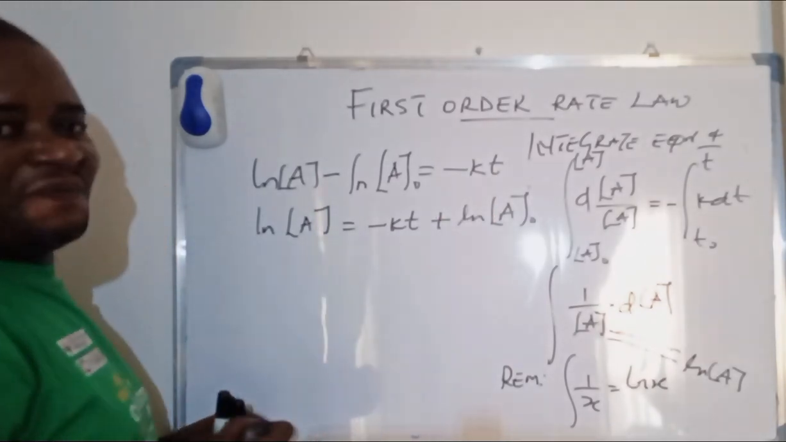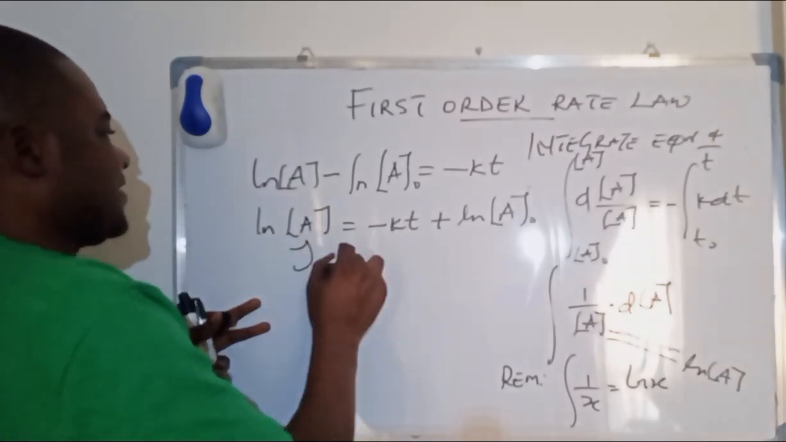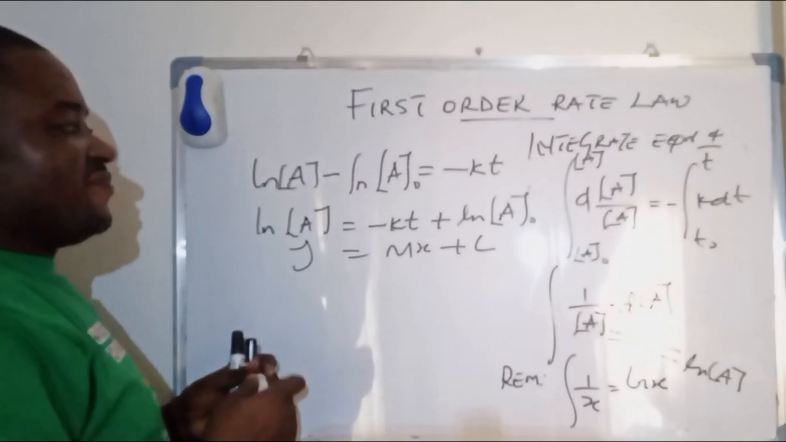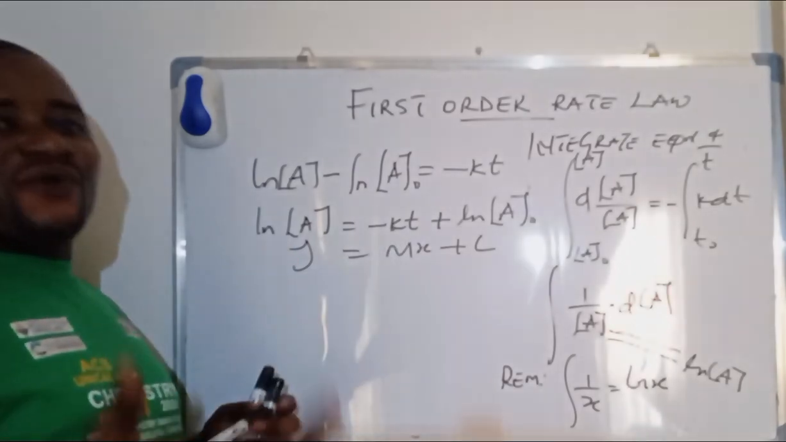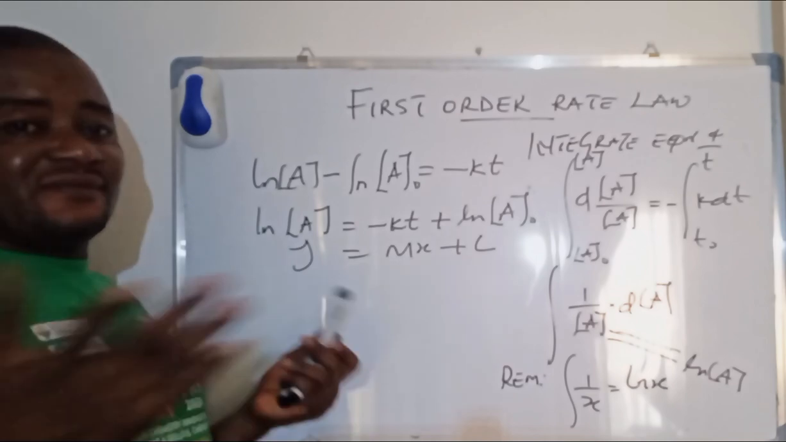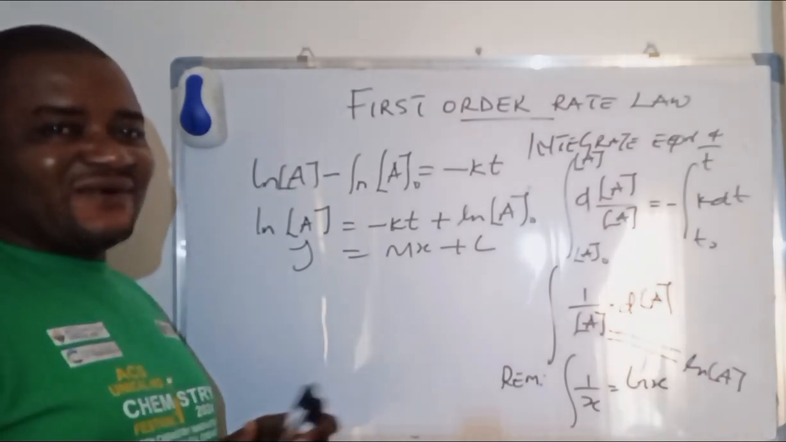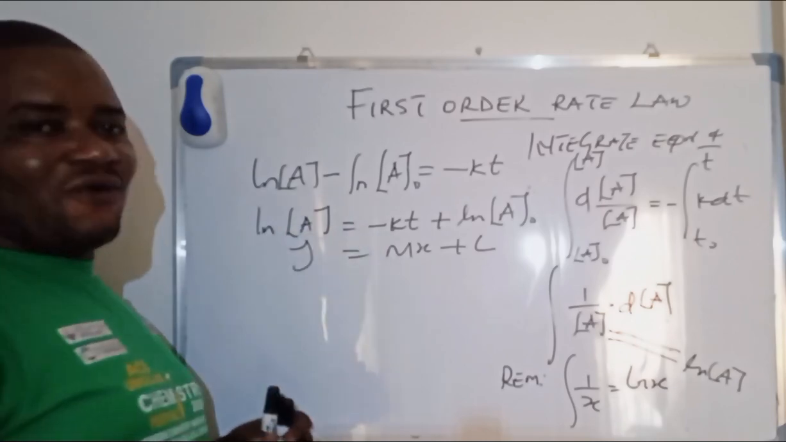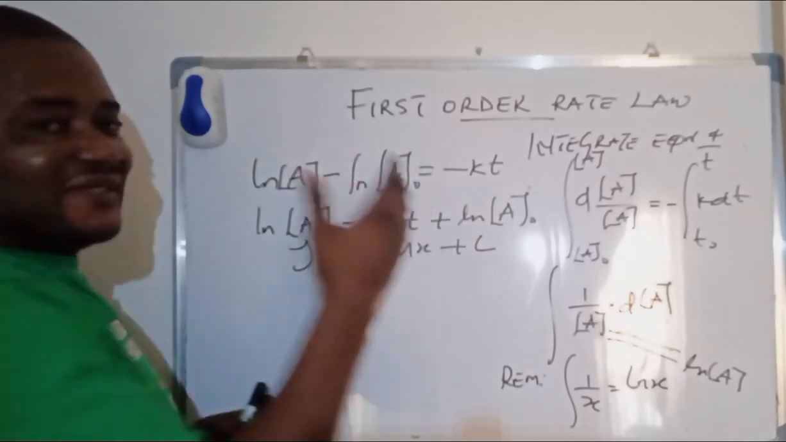Now I want us to know that this is the same thing as saying y equals mx plus c. Then it means you can use this equation to plot your graph and also obtain your rate constant. But this is not the end for the first order rate law.